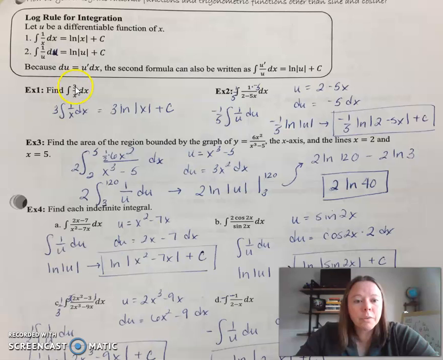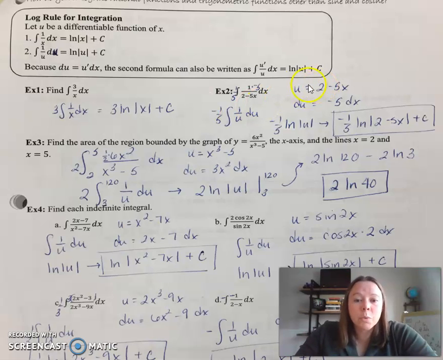So find the antiderivative of 3 over x dx. 3 is just a scalar, so move it out in front. 1 over x, that antiderivative is the natural log of the absolute value of x. And that's what it is, and that's your answer. So this becomes one of your basic antiderivatives, basically, kind of like the ones we did in section 4.1. This is just one that you have to know and be able to do.